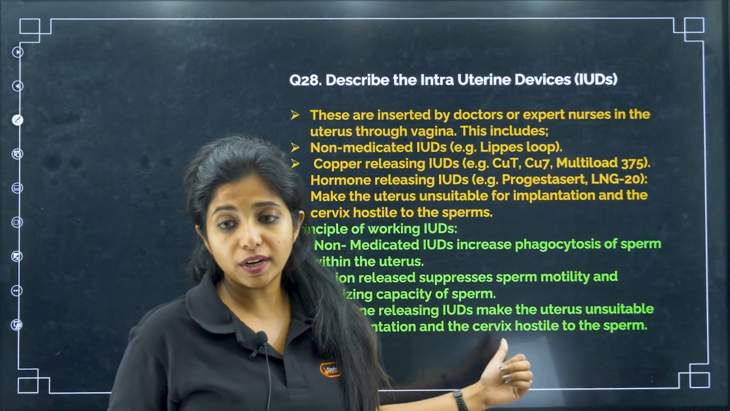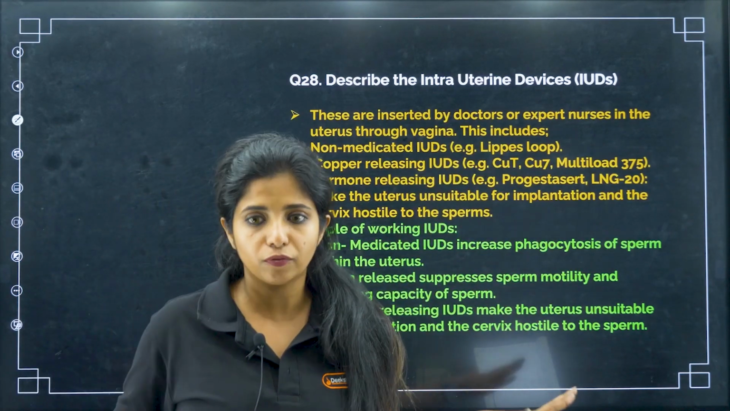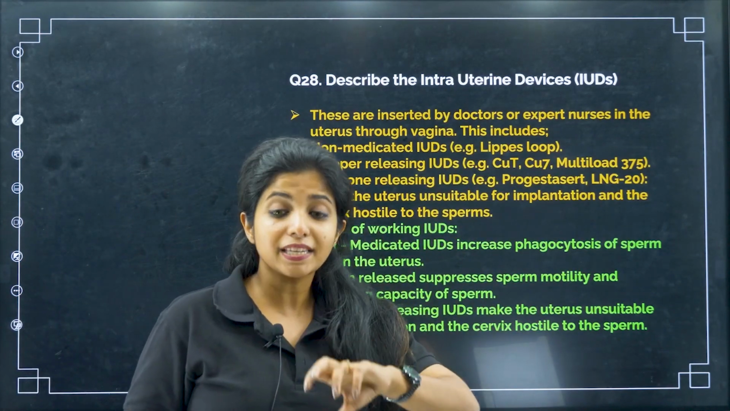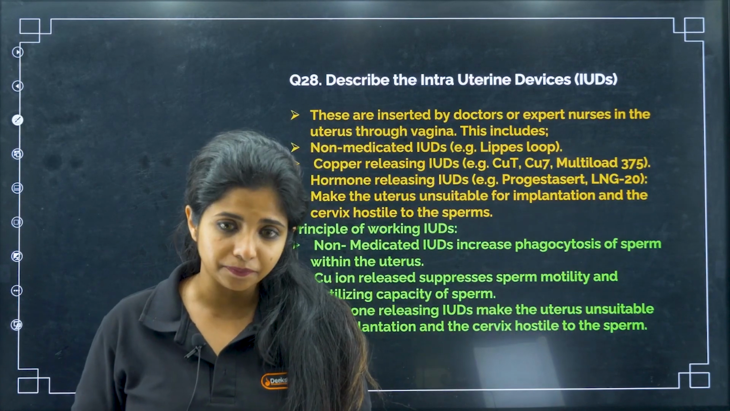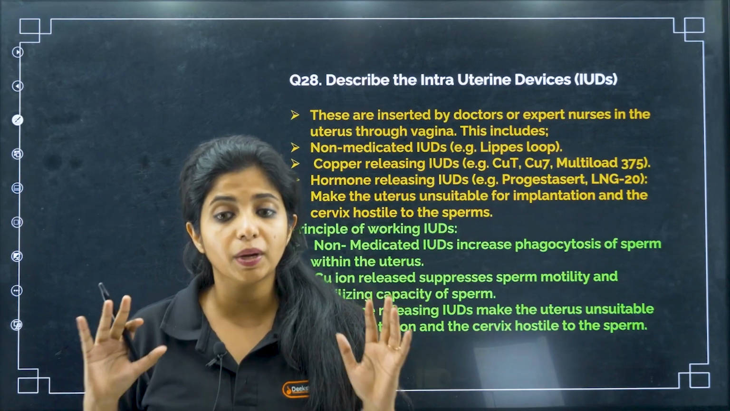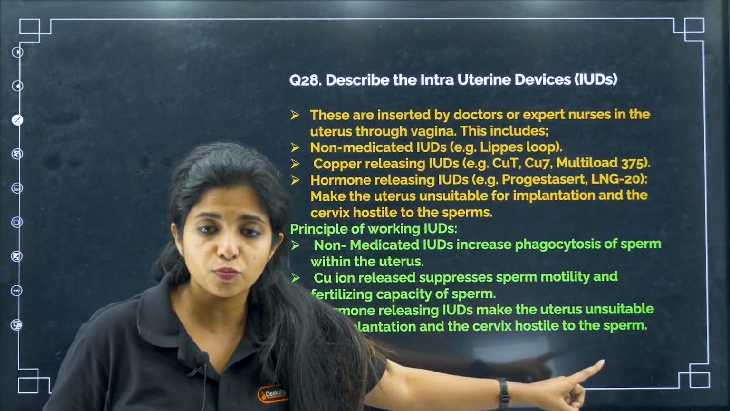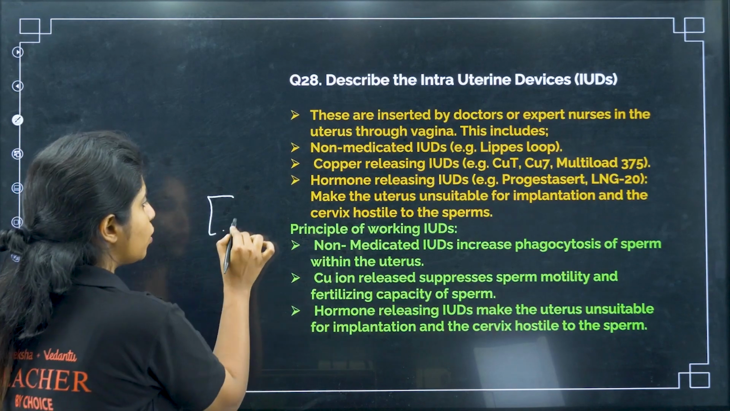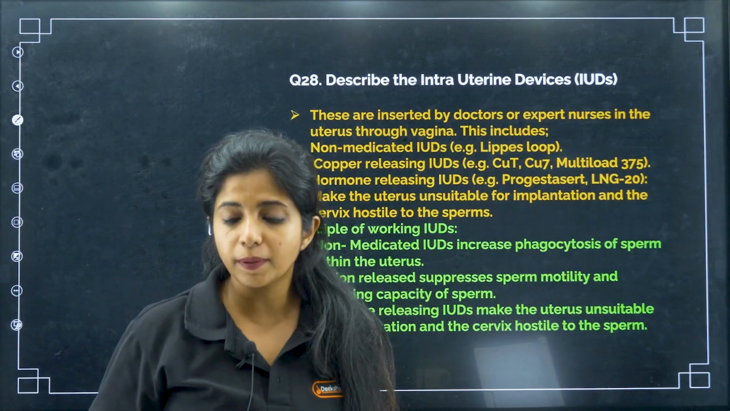And hormone releasing IUD such as progesterone or LNG20 basically are going to make the uterus unsuitable for implantation. So usually it does have progesterone, okay, but the thing is, when hormonal imbalance happens, usually progesterone does a good job, but when hormonal imbalance happens at this point of time, it will do the opposite. So it won't allow implantation to happen. It will make the cervix hostile to sperm by creating a mucus plug over there. So the sperm cannot transfer, okay, and also ovulation would not be happening over here.